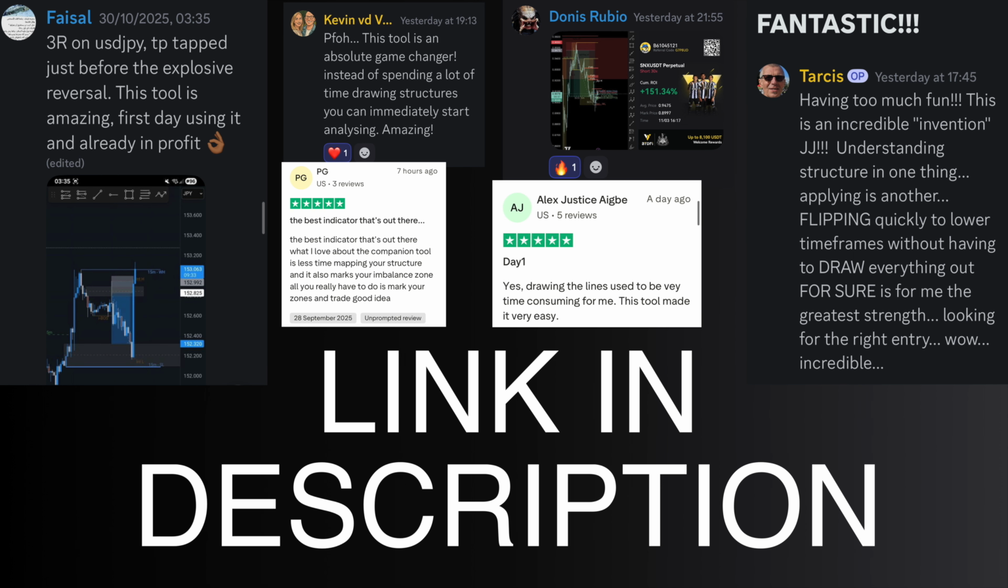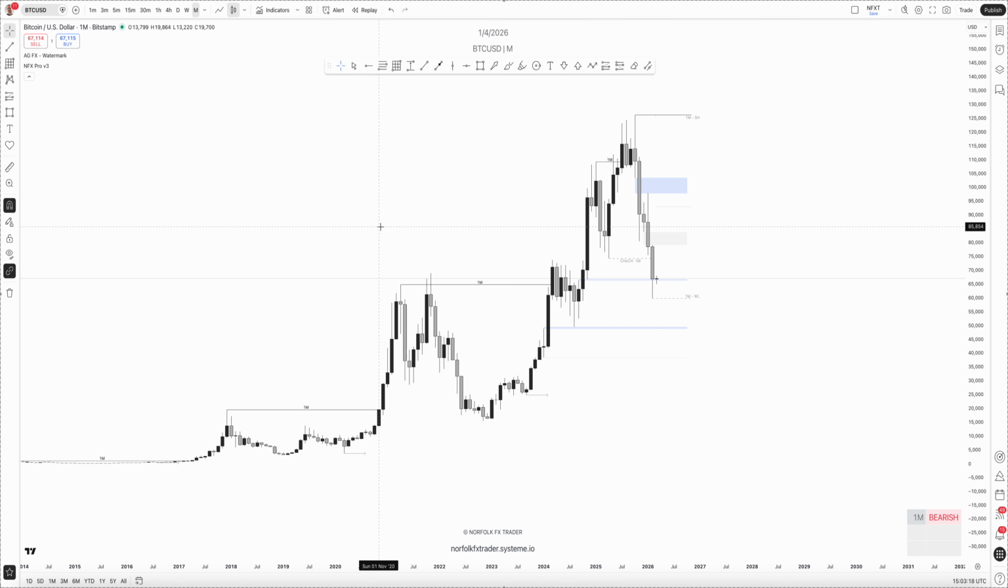Otherwise, let's look at how it works. The tool automates this, but you need the logic first. Let's clear the chart, map these BTC zones manually, and then I'll show you the automation.